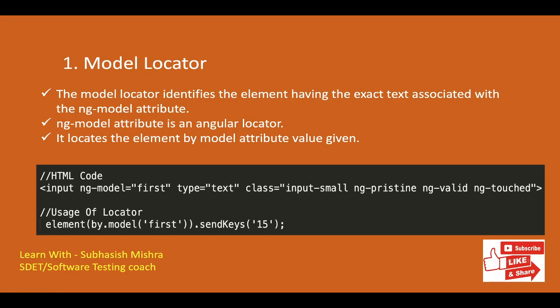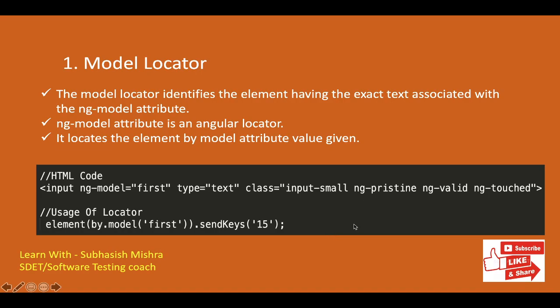So how to use it? If you find an ngModel attribute, you can use the element function. Here we are using the element function, then by.model, then pass the ngModel attribute value. So the ngModel attribute value is this, first. So we are passing it here, and then you send whatever text you want to send in that text box. In our text box we wanted to send some number, so we are sending 15. So let me show you how you can do it.